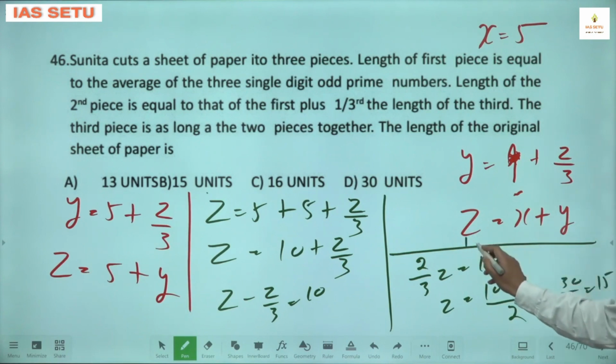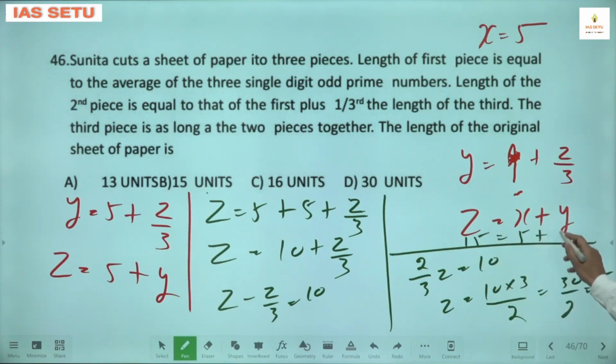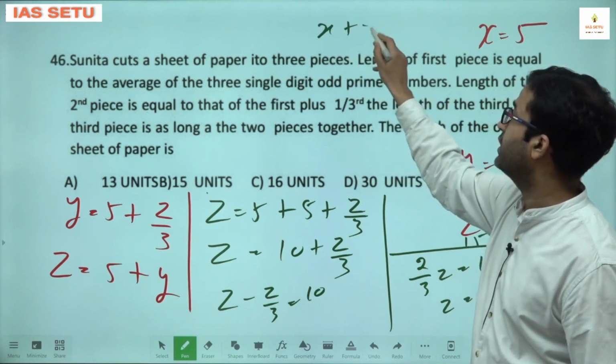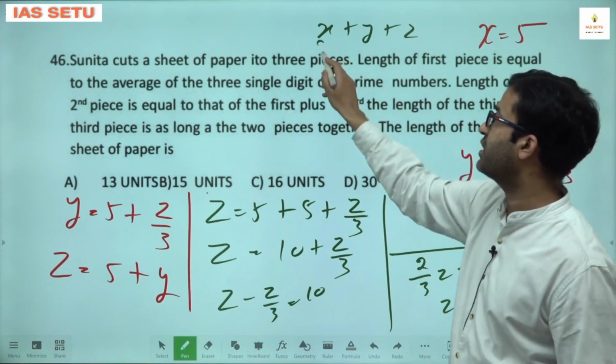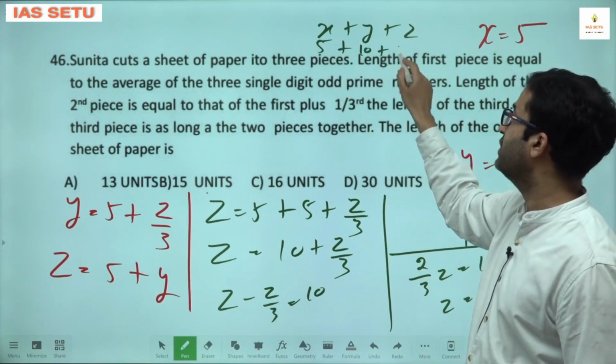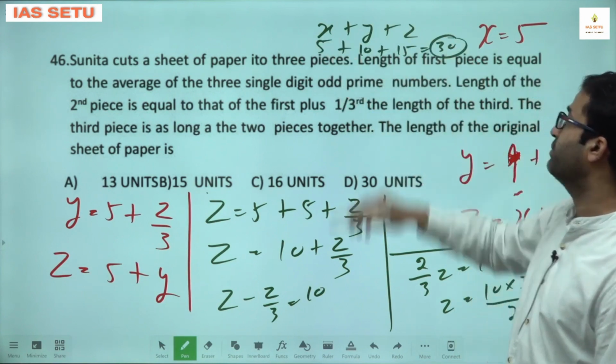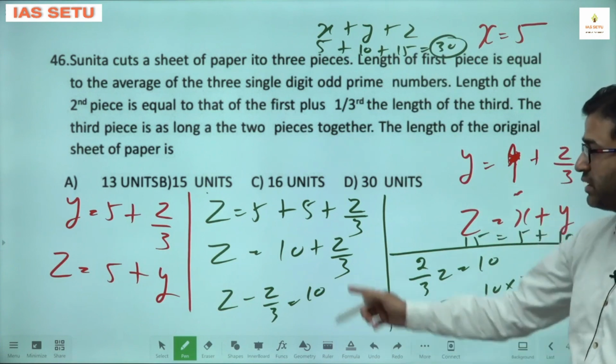If z is 15 and x is 5, what will be y? 10. So then what is x plus y plus z? These three pieces are x 5, y 10, z 15. Total is coming 30. That is the answer. But it is a lengthy process.